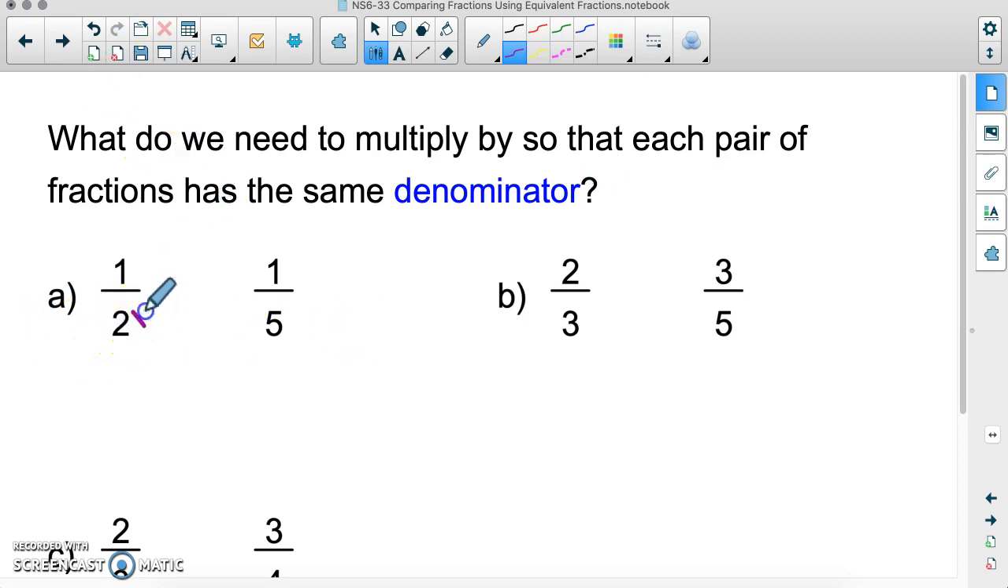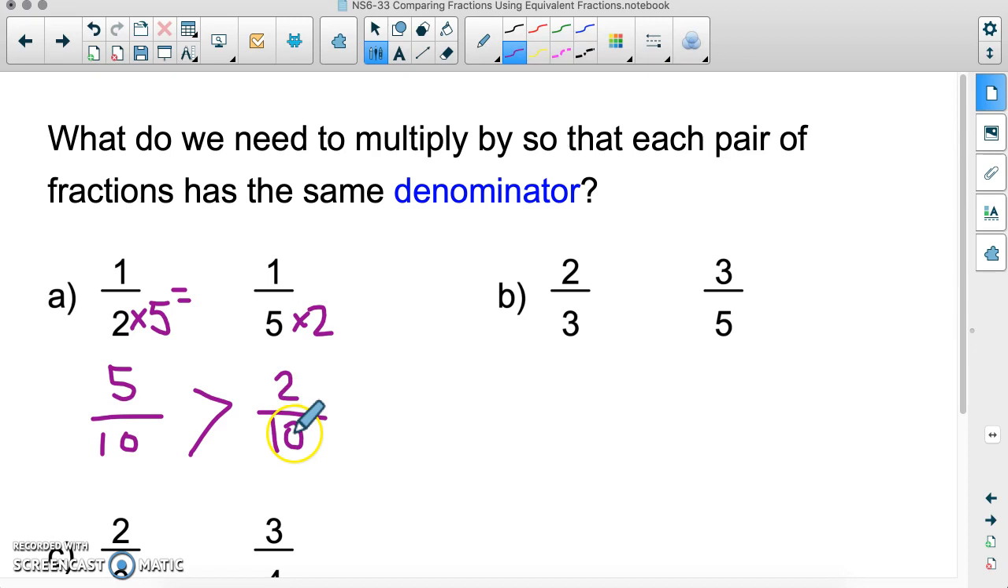So here you're going to multiply this side by 5, and you're going to multiply this side by 2. So you're flipping the denominators. So this is equal to, remember what you do to the bottom, you do to the top. So it's equal to, I'm going to write it underneath so it's easier to compare. So we have 5 over 10. And then here we're multiplying by 2, so 10 and then 2. So now it's easy to compare that 5/10 is greater than 2/10.